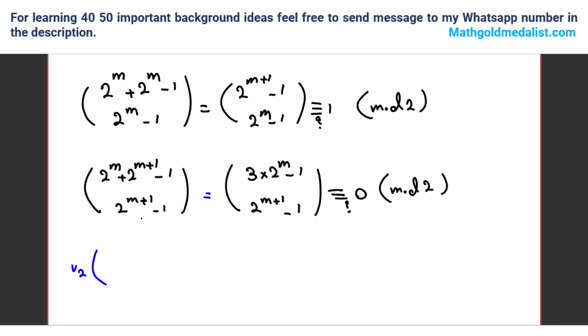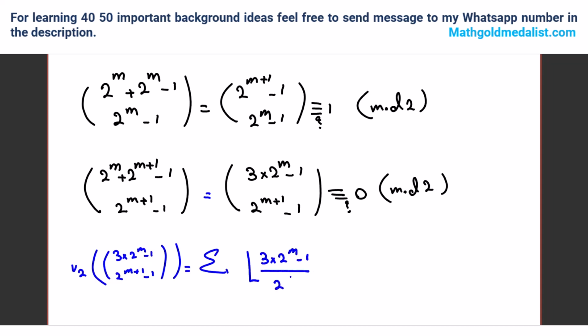So here, for example, let's prove this one is even. We want to prove V2 of this is at least 1, right? Do you agree V2 of 3 times (2^m minus 1) times (2^(m+1) minus 1) is the sum over a of floor(3(2^m minus 1)/2^a) minus floor(2^(m+1)/2^a) minus floor(2^m minus 1)/2^a)?